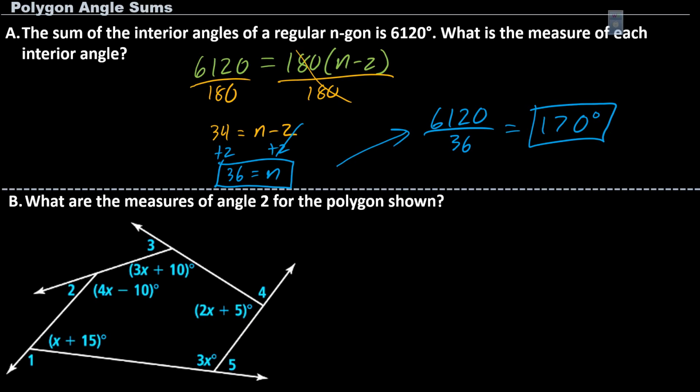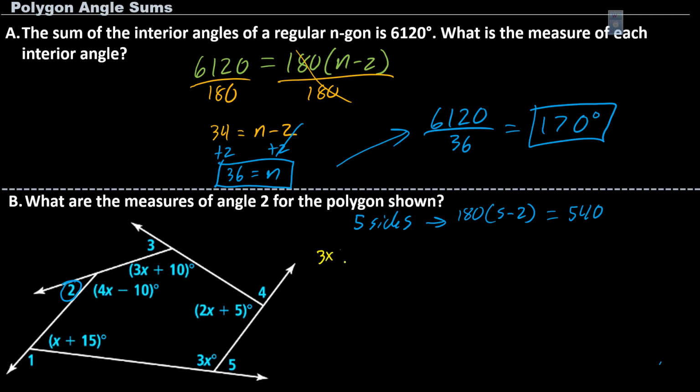And for B, what is the measure of angle 2? So this angle here, what is the measure of angle 2 for the polygon that is shown? So this polygon has 5 sides, and as we've already done before, it should come out to be 540, but we're going to double check it. 5 minus 2 times 180, and that does equal 540.